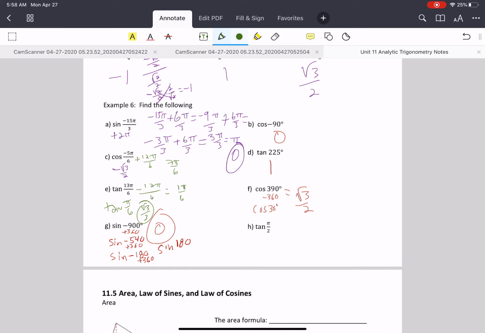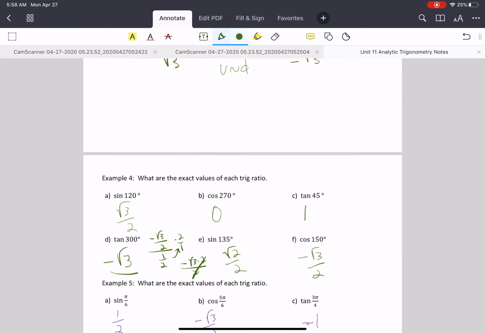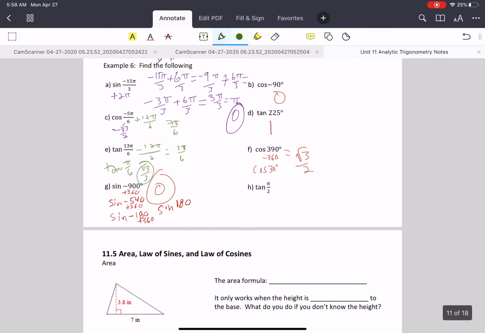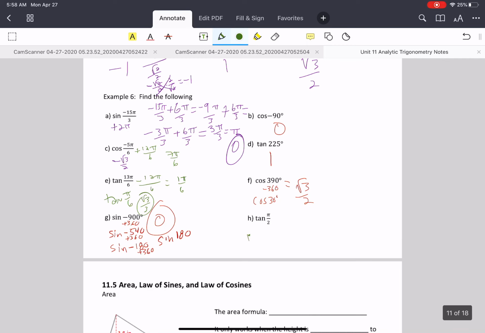And our last one is tangent of pi halves. So let's go up, pi halves, 1 over 0. Well, that one ends up being a divide by 0 error, so it would be undefined. Good work, and we are finally done with the unit circle. Hooray!